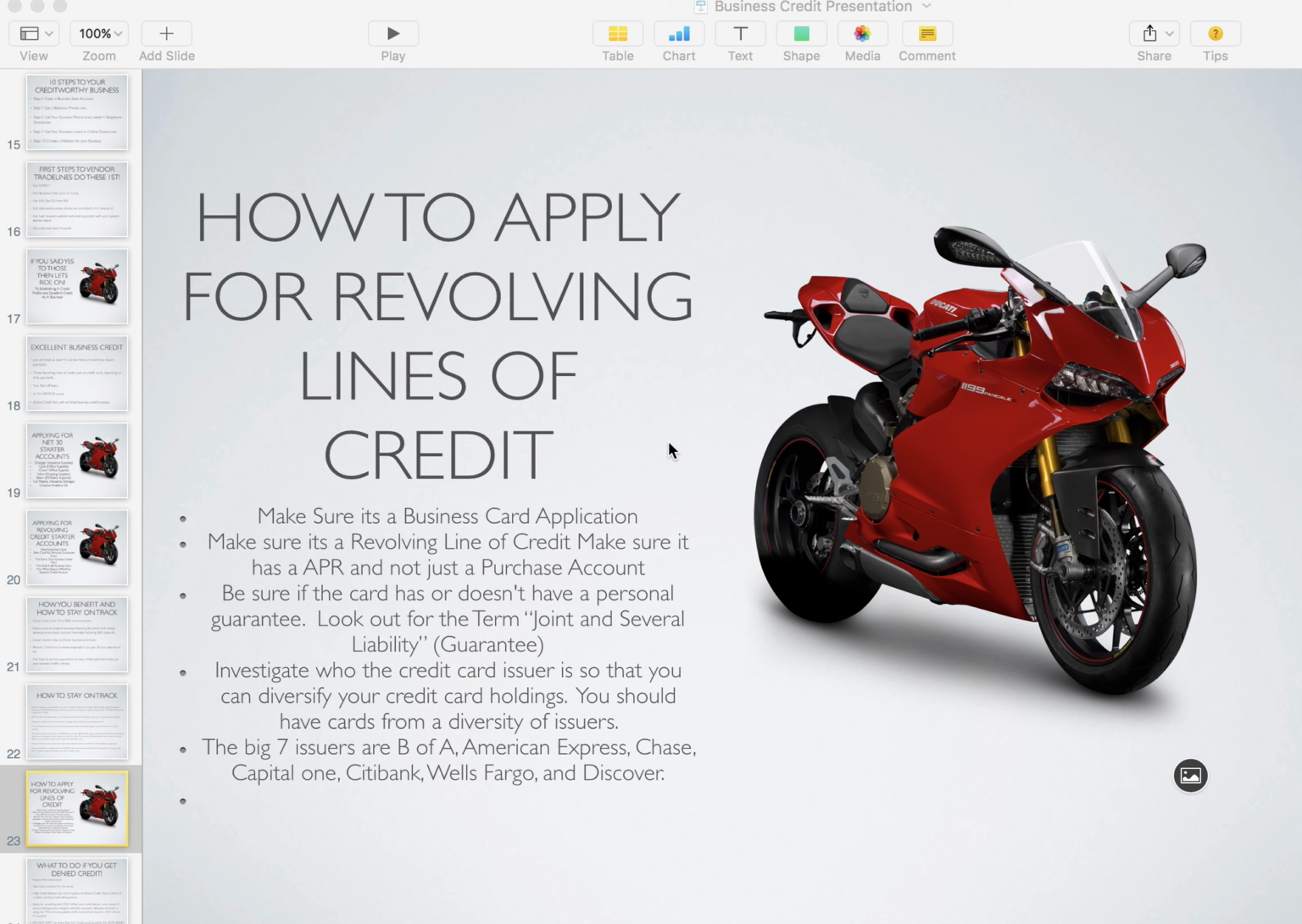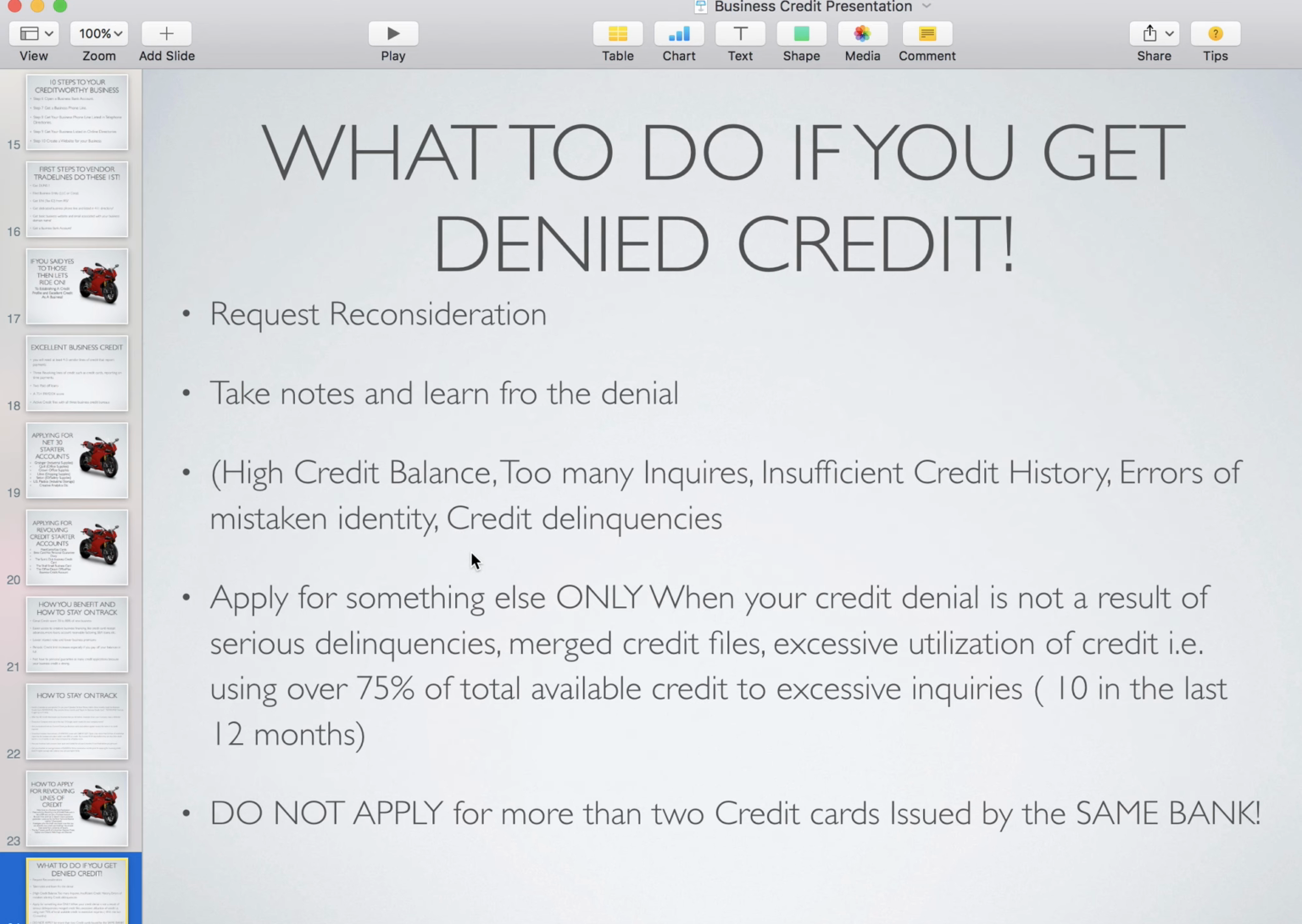So you want to investigate who the credit card issuer is so that you can diversify your credit card holdings. What I mean by that is you should have cards from a diversity of different issuers. Now, there are typically 7 big issuers: Bank of America, American Express, Chase, Capital One, Citibank, Wells Fargo, and Discover. If you're denied by these companies, then okay, we didn't do something right in the beginning.